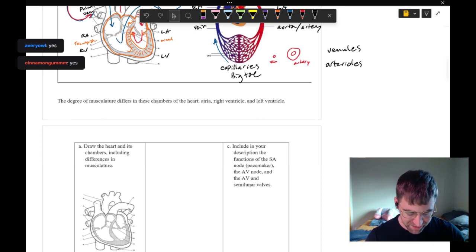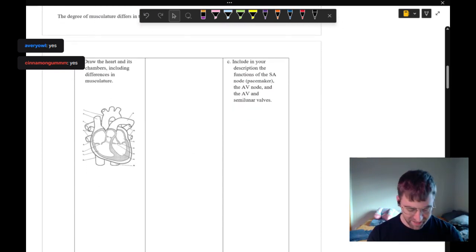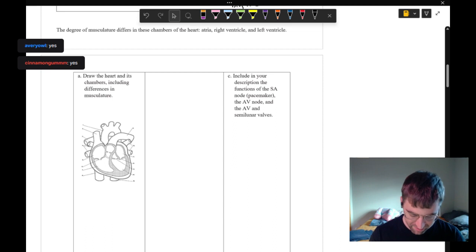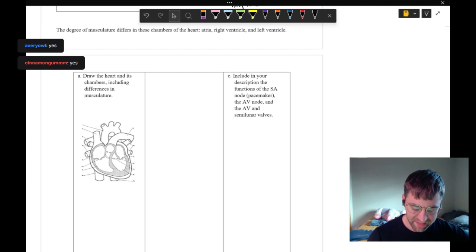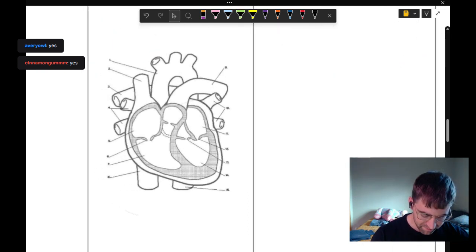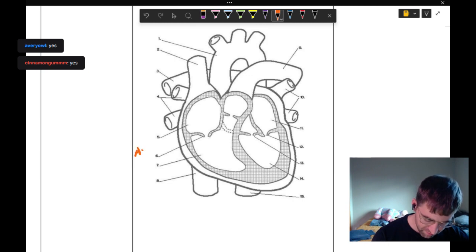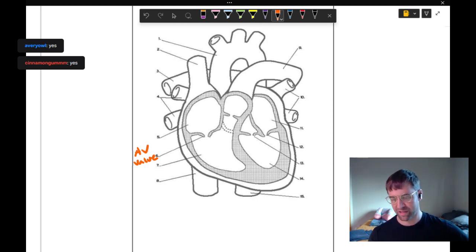All it says: the degree of musculature differs in these chambers of the heart, the atria, the right ventricle, and the left ventricle. Draw the heart and its chambers, including the difference in musculature. Same diagram drawn for us. Include in your description the functions of the sinoatrial node, the SA node, the AV node, and the AV and semilunar valves. So I called this the tricuspid valve, but this is the AV valve, atrioventricular, between atrium and ventricle.